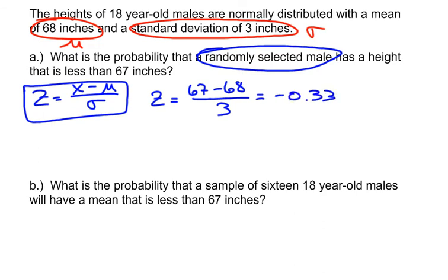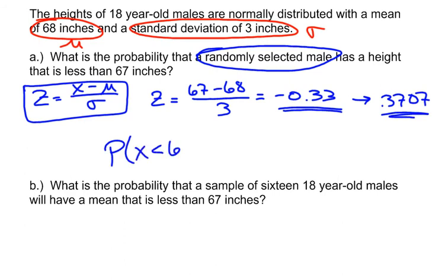Well, once we have this information, we'll go to our table and we'll look up this z-score, negative 0.33. And the table will tell us that to the left of that z-score, the probability that z is going to be less than that would be, I guess I'll just write it out here for right now, 0.3707. Okay, so that means that the probability that x is going to be less than 67 would be 0.3707. This is the answer we're looking for.